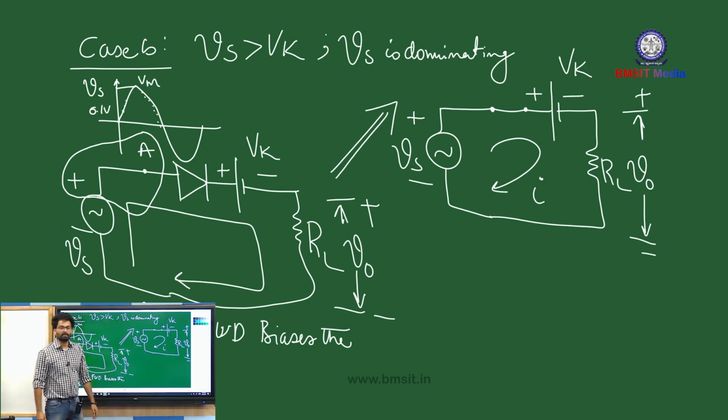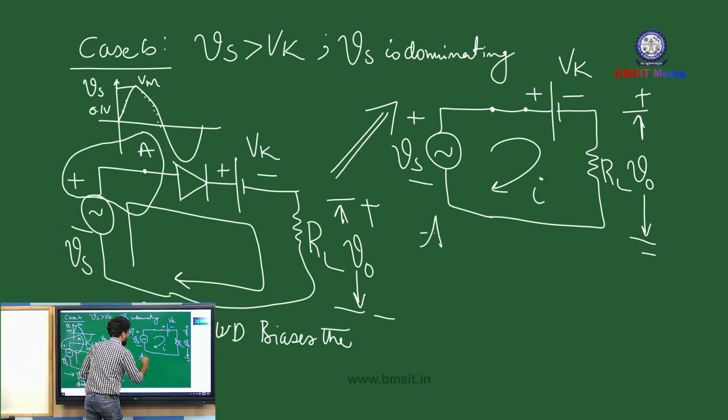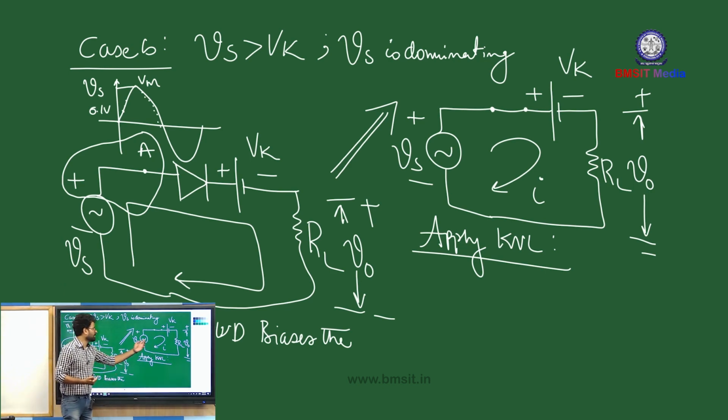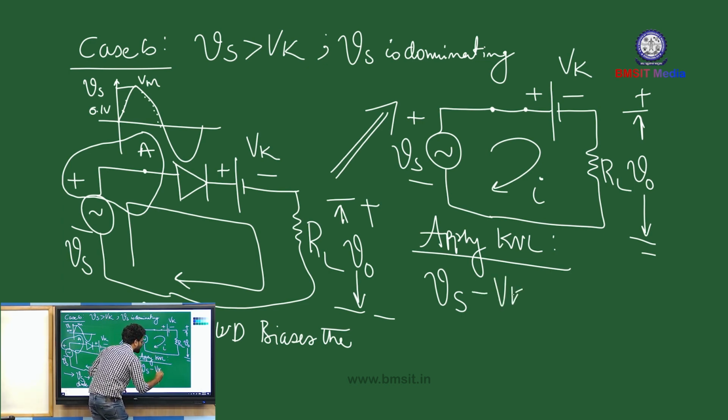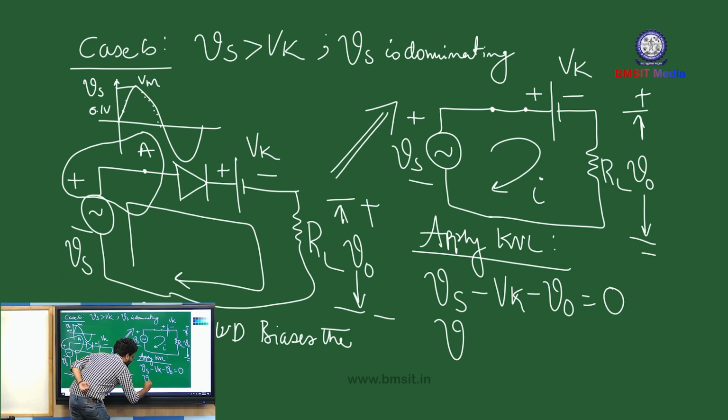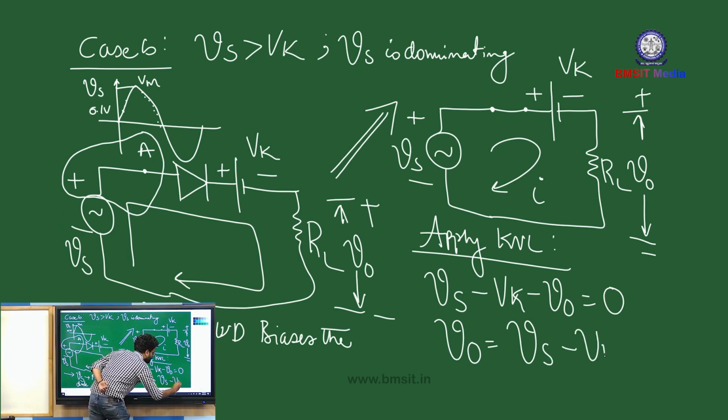Okay. So all you can do is apply KVL in this case. Apply KVL in the clockwise direction, or along the direction of current I. So start collecting the polarities. Minus to plus, plus Vs, then plus to minus, minus Vk, then plus to minus, minus V0 is equal to 0, or your output voltage V0 is equal to source voltage Vs minus Vk.